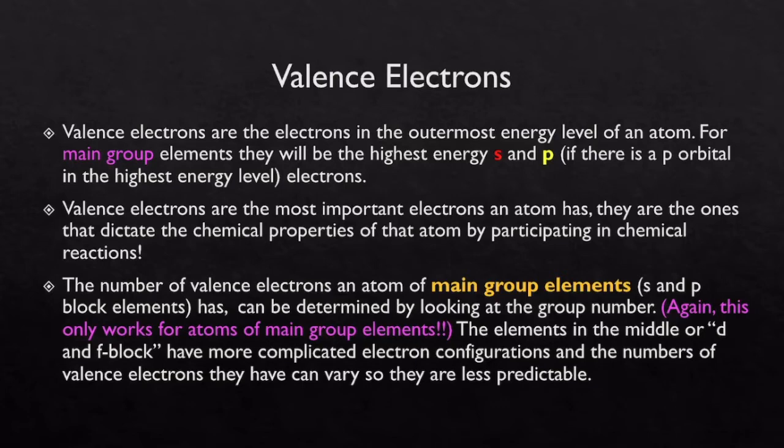But remember that this only works for atoms of main group elements, and those are the two towers of elements on either side of the periodic table, and we'll take a look at that on the next slide as well. But the reason it doesn't work for the F or D block elements is because they have more complicated electron configurations and their numbers of valence electrons can vary, so they're not always the same. And so they're not as predictable as the main group elements are as far as chemical reactivity goes.